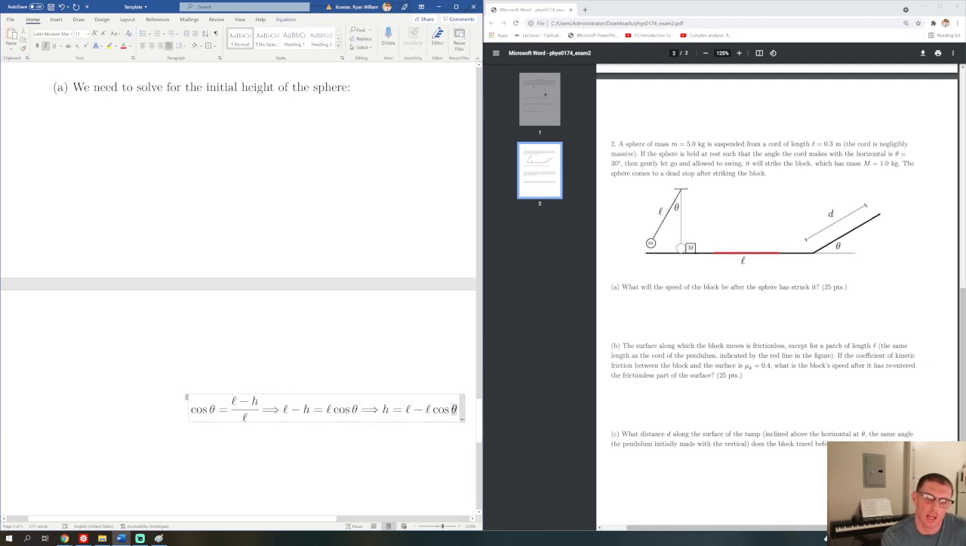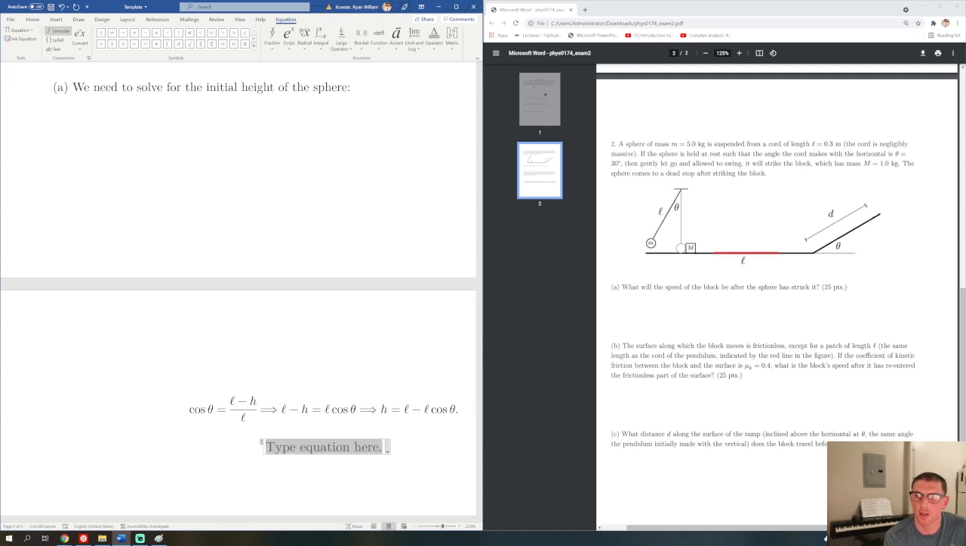So what we do is this. We say mgh, right? Remember, little m is the mass of the sphere, equals 1/2 m, and we'll just call it v naught. V naught is the velocity that the sphere has right before it hits the block.